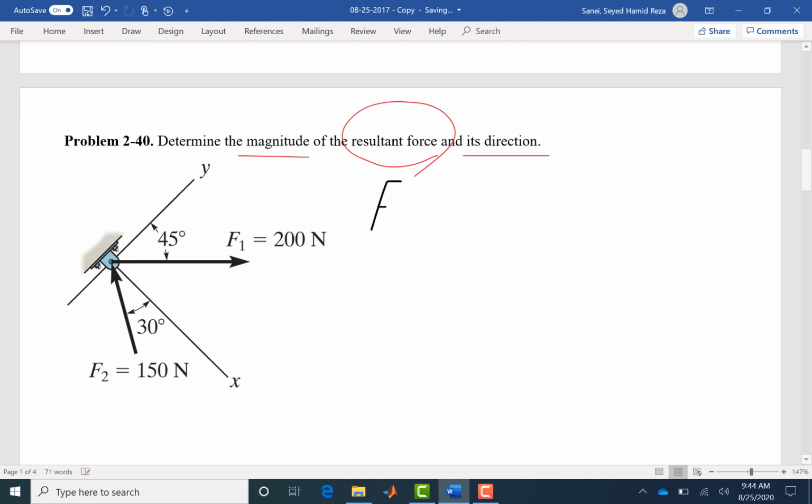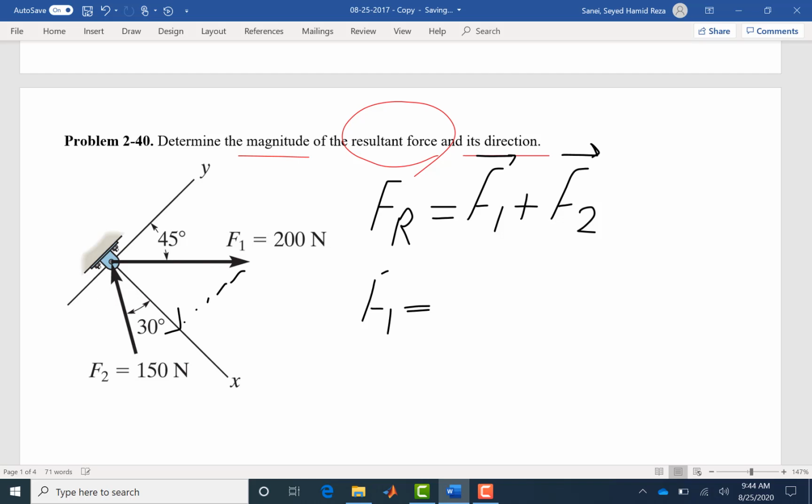So FR would be F1 plus F2. But these are vectors, so I can't simply add them together. I need to change them into their Cartesian form. F1, Cartesian form: it has a component in x, that's positive x. It has a component in y, positive y. So F would be 200.